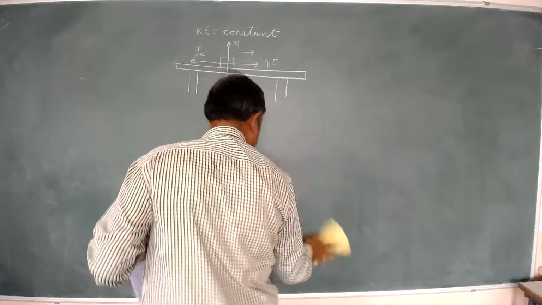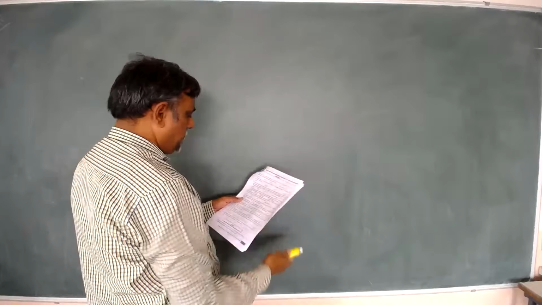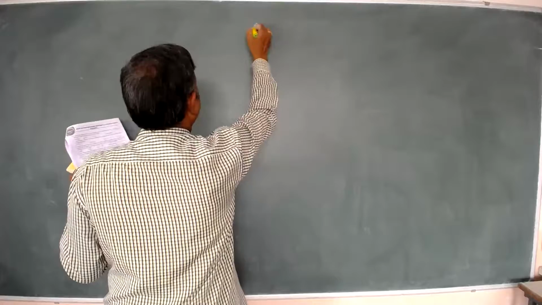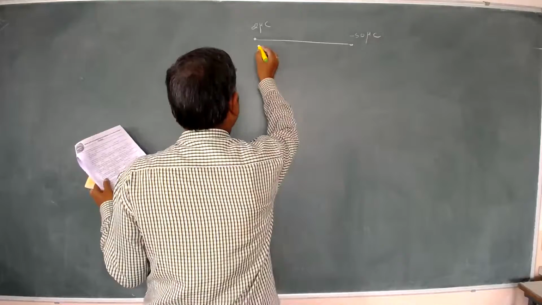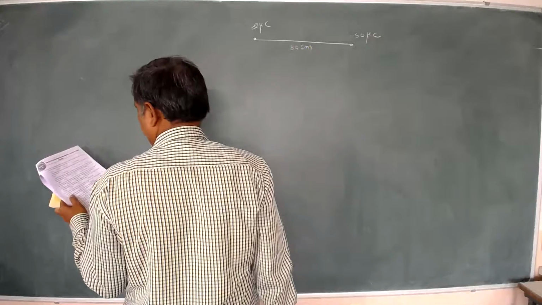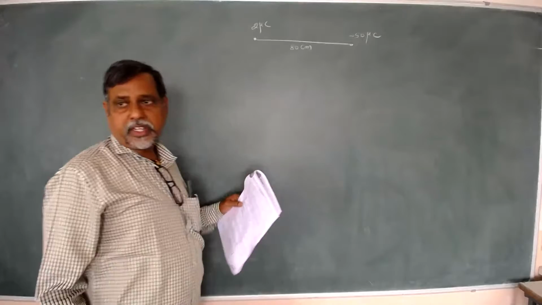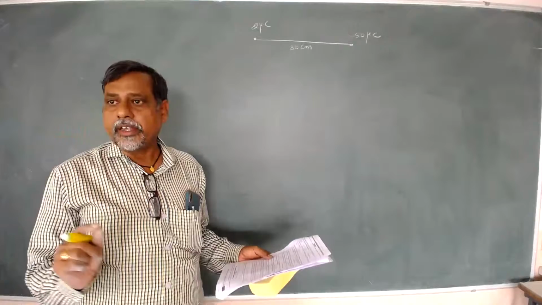Look at this. The given situation is, this is 2 microcoulomb and this is minus 50 microcoulomb. The distance between them is 80 centimeter. Calculate the distance from the smaller charge where the intensity will become zero. Intensity zero means you are going to calculate the electric field intensity, and the net intensity will become zero.